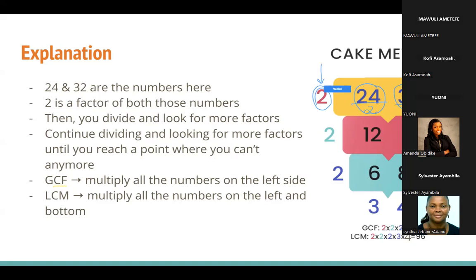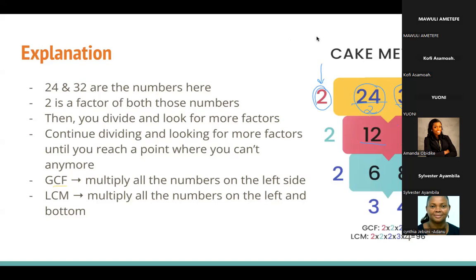So when we do that, 24 divided by 2 is 12. Yeah. Then for 32, that would be 16. Yeah. So that goes in the next layer of the cake.